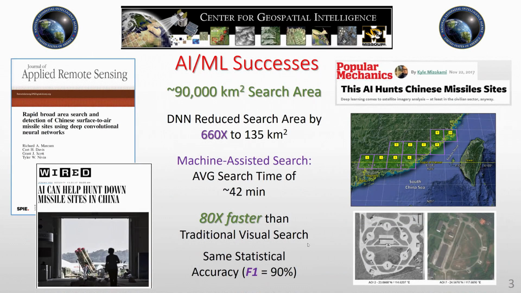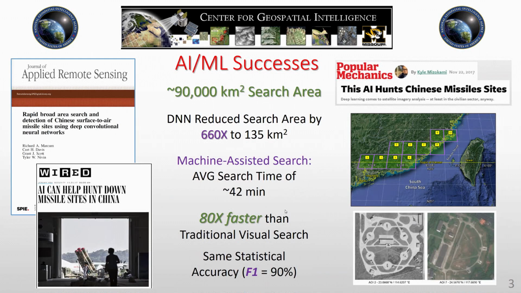This was an example of a very great success, which is why we've continued the work. We demonstrated it back in 2017, searching 90,000 square kilometers of an area in Southeast China looking for SAM sites. We did this the traditional way, and we did it with a machine-assisted way. We could search that area using machine-assisted searches 80 times faster than the traditional search that we did for the benchmark. That was only done in less than an hour. And it turns out that the search accuracy, using the F1 score as the metric, was the same for both the traditional visual search as well as the machine-assisted search.